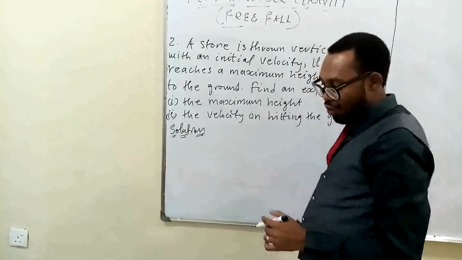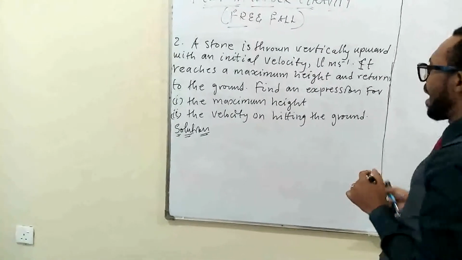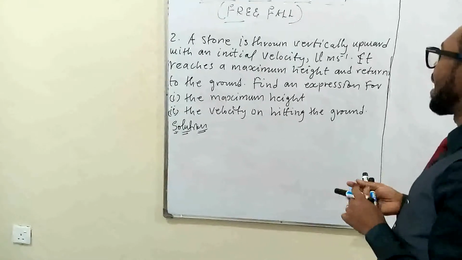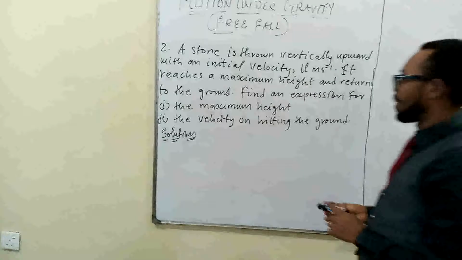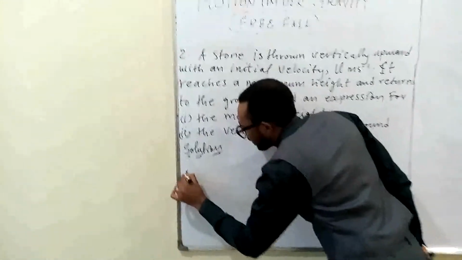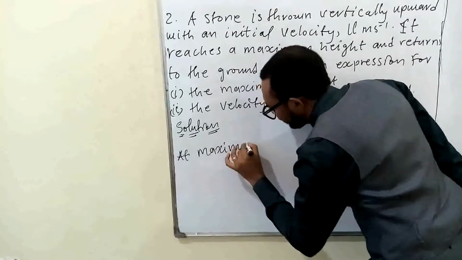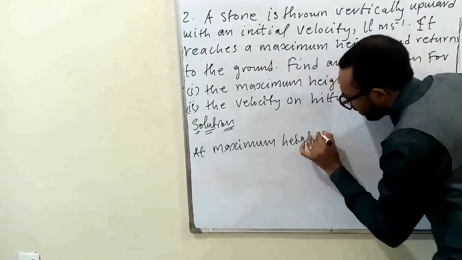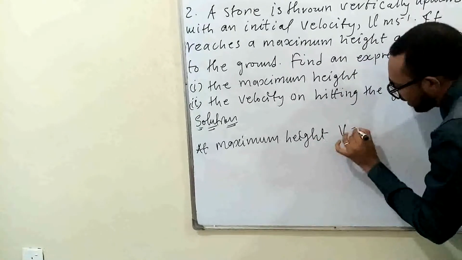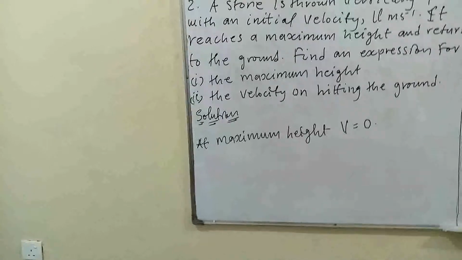Now the first thing that we need to carry out here is at maximum height. What happens? At maximum height, the final velocity is equal to 0. So you take them at maximum height, V equals 0.